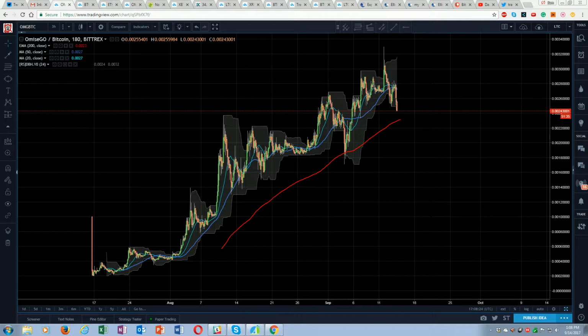This is OMiseGo, traded against Bitcoin, and this is on Bittrex, which is an exchange that is very popular. It's a U.S. exchange. I trade on it. I happen to be long this coin on this exchange.